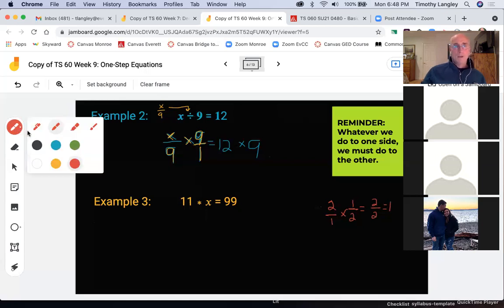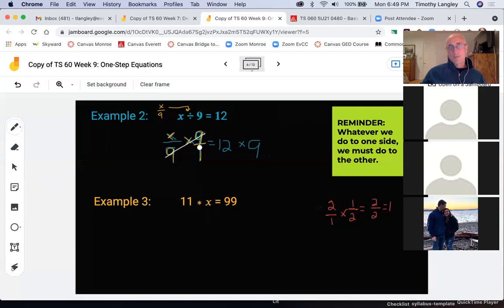Now, just to illustrate what's going to happen: by multiplying by the reciprocal here, that cancels out the 9s. And what that leaves me is X equals... do you guys remember what 9 times 12 is? What is that, like 108? Now I'm kind of forgetting. 12 times 9 equals, yep, it's 108. Okay, so X equals 108.